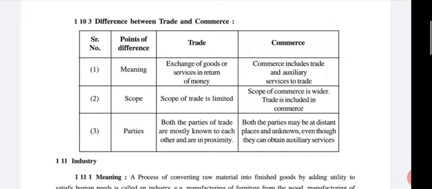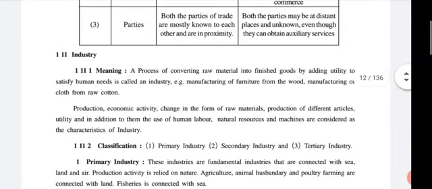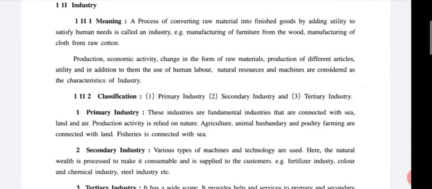Now we start today's topic. Okay, so shall we start? Okay, good. Industry. Meaning of industry. A process of converting raw material into finished goods by adding utility to satisfy human needs. It is called an industry. For example, manufacturing of furniture from wood, manufacturing of cloth from raw cotton. That is an example of industry.